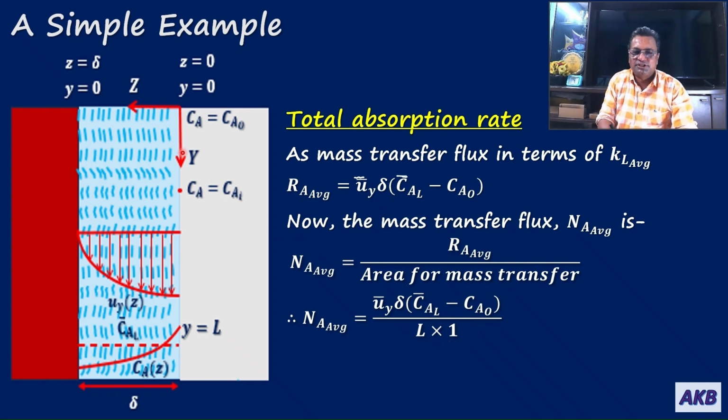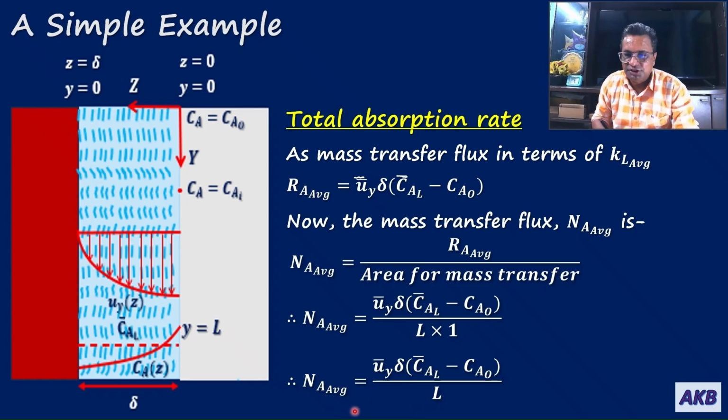Mass transfer is taking place along the entire surface, whose length is L and width is 1, the width in the x direction. Therefore the area for mass transfer is L into 1, perpendicular to the plane. So that will give us NA average. NA average is U y bar into delta into CAL bar minus CA0, divided by L.